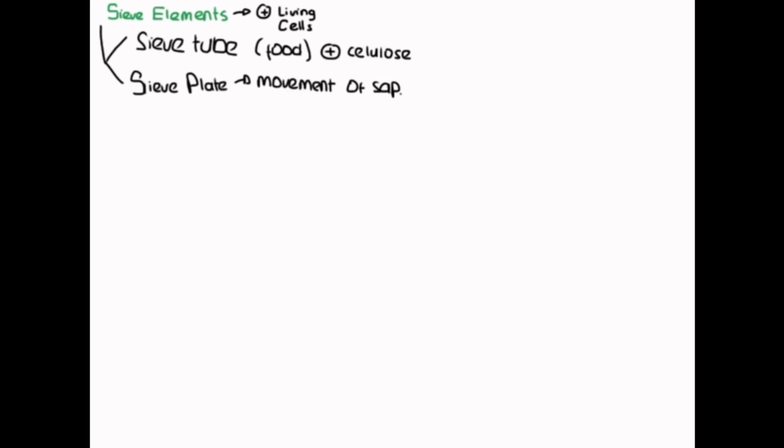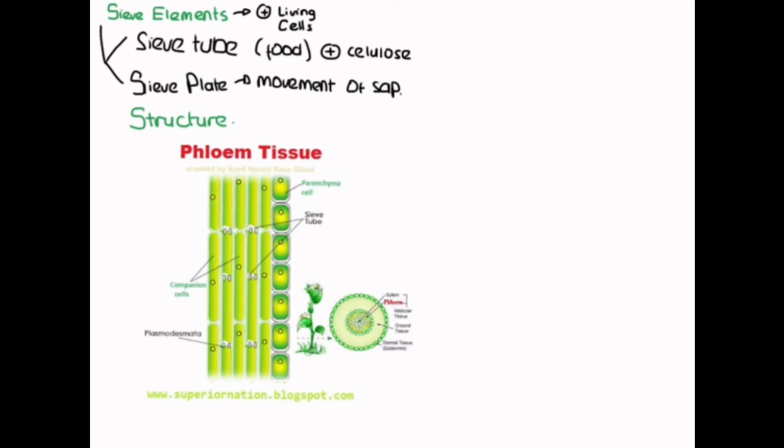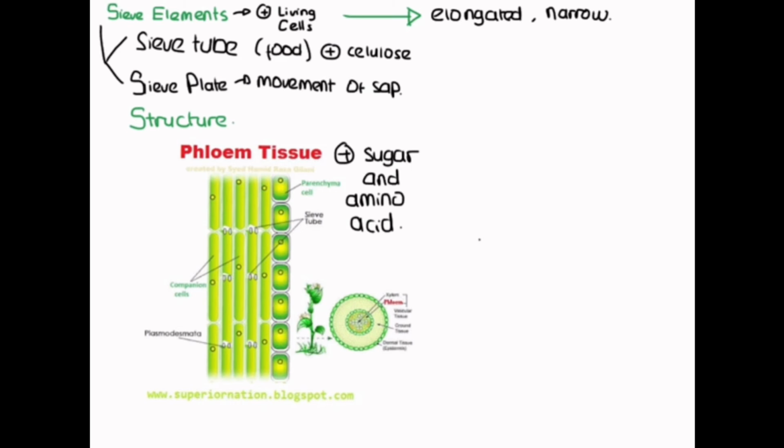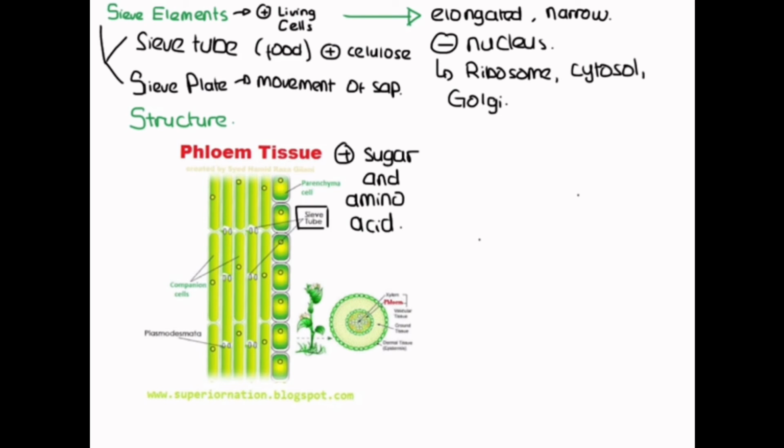The structure of the phloem is made up of several components. Each of the components work together to facilitate the conduction of sugars and amino acids. The sieve elements. The sieve elements are elongated, narrow cells which are connected together to form the sieve tube structure of the phloem. They are unique in that they do not contain a nucleus at maturity and are also lacking in organelles such as ribosome, cytosol, and Golgi apparatus.